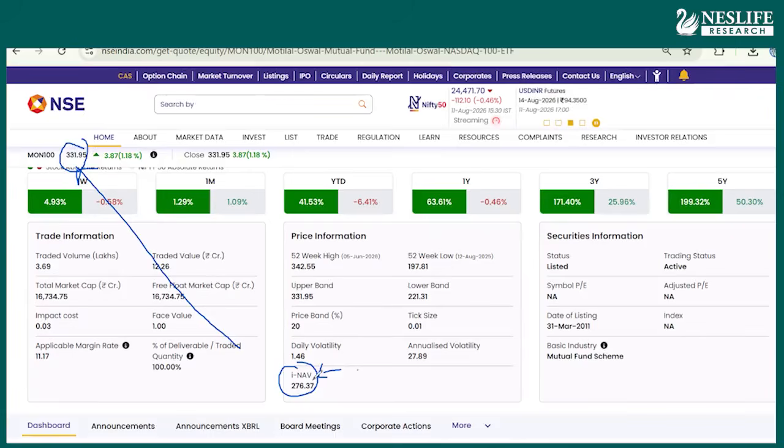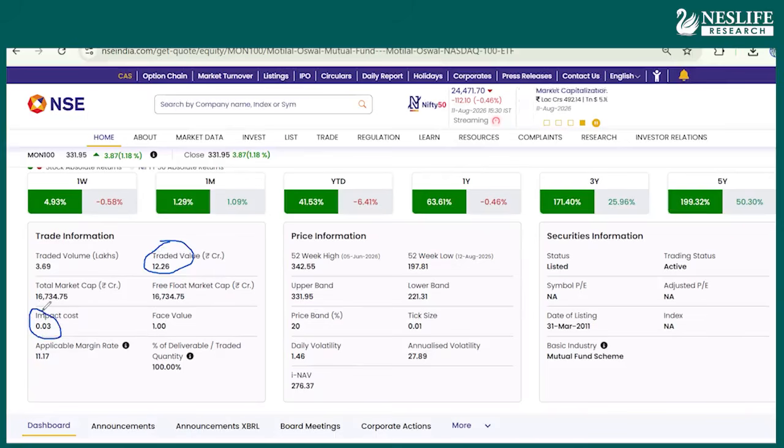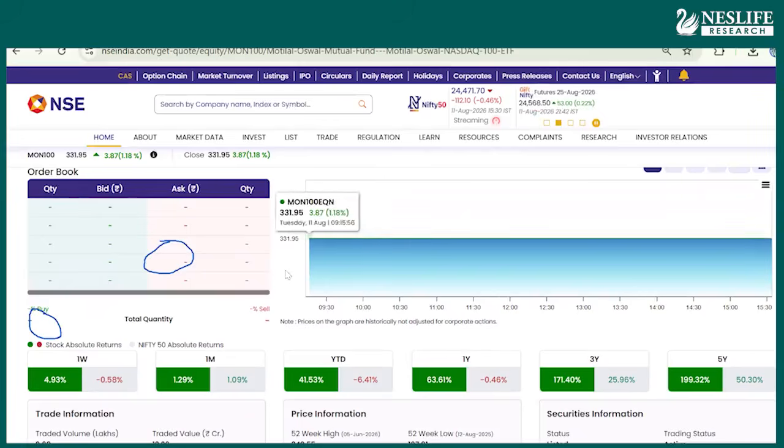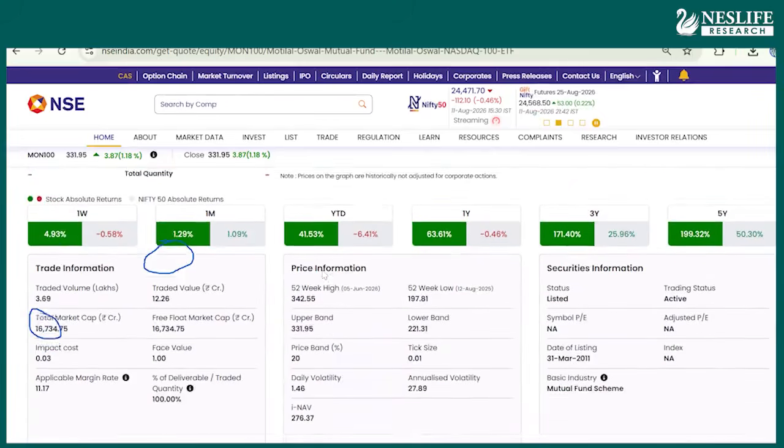So you check iNAV, you check impact cost, and you can check the value. So straightaway rejection criteria: if traded value is less than 1 crore, out. If impact cost is more than 0.1, out. If the difference between asset value and bid price is more than 0.1, out. So you can reject all of these based on these parameters.